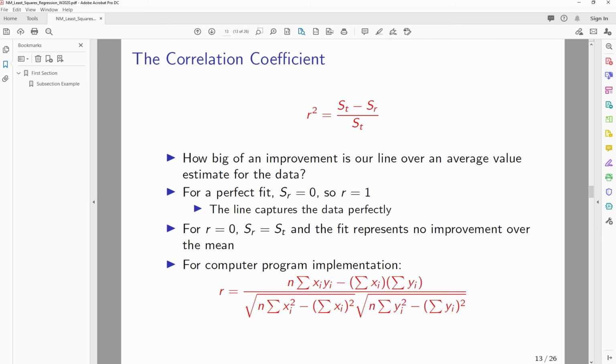Well, why do we do this? We want to know how big an improvement our line is over this average value. If there's no improvement, then why are we increasing the complexity of a line that's angled versus just a horizontal line?